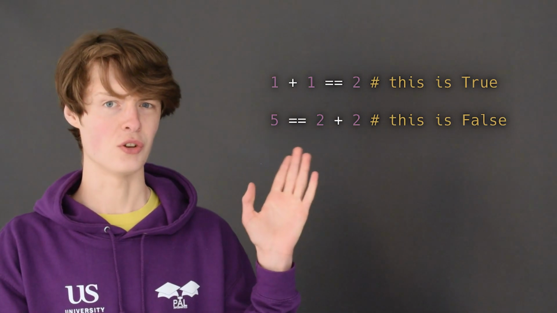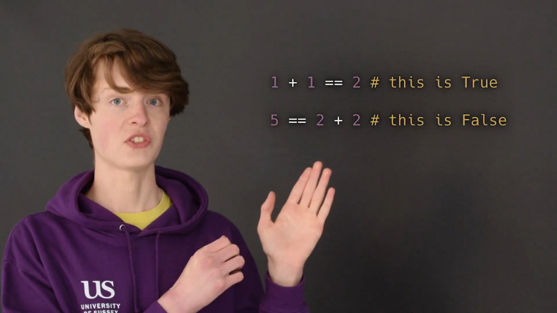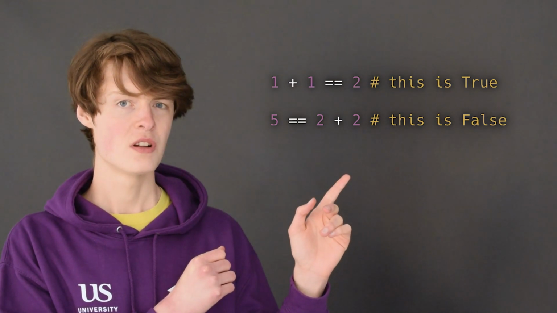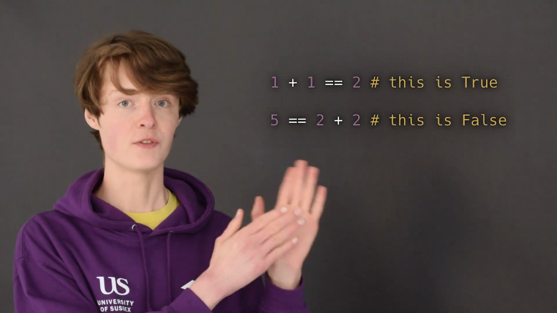All of this has been the long and technically correct way of explaining what was probably intuitively obvious from the first place. 1 plus 1 is 2, so this first statement is true. 5 is not the same as 2 plus 2, that's 4. So this statement is false. But it was worth taking the time to explain this carefully, because not all Boolean expressions are that simple. Let's take a look at another example.